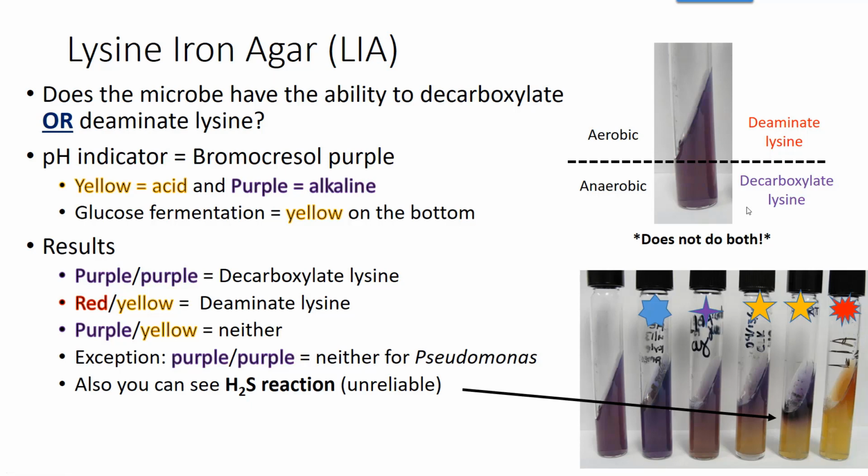So in that last column on your worksheet for a positive reaction, the two choices are a purple butt is positive for decarboxylation, but the other positive reaction is a red slant, which is positive for deamination. So there's two positive reactions. A purple butt is positive for decarboxylation. A red slant is positive for deamination.